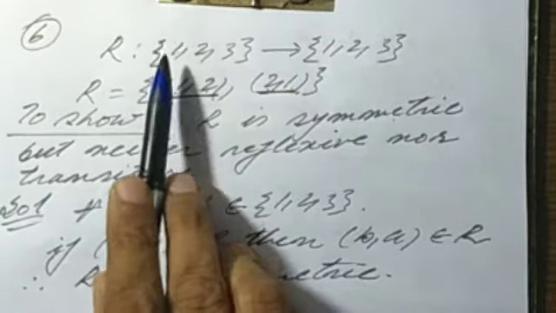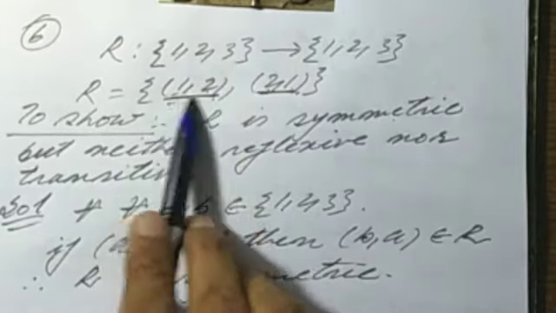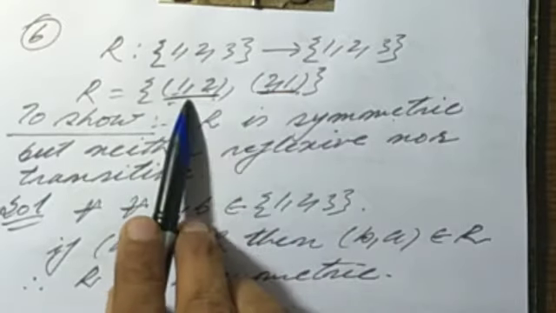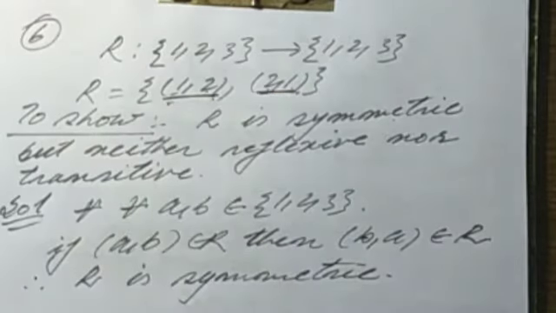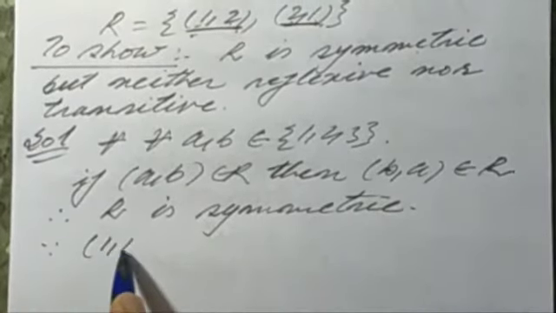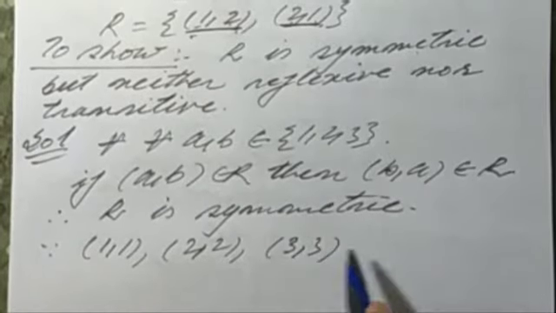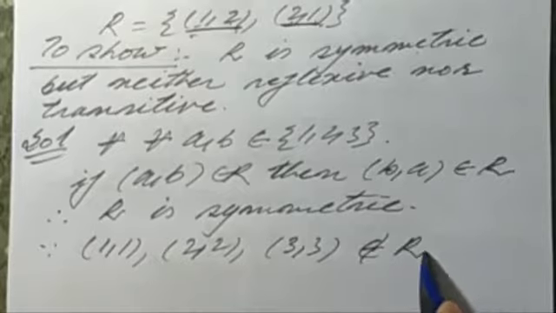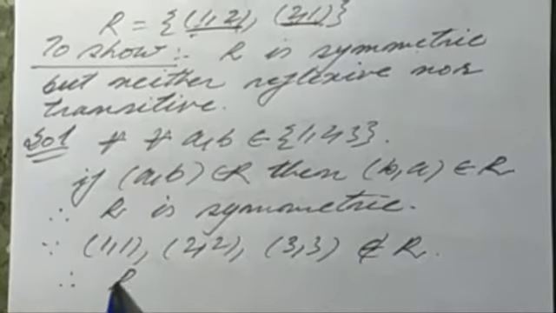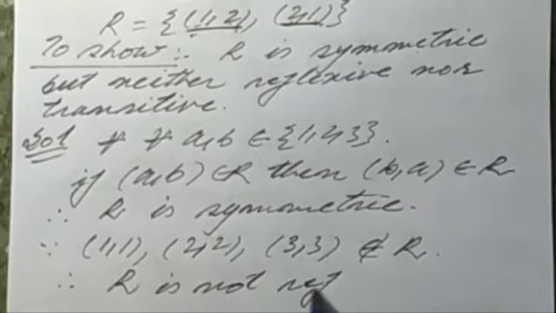But here 1 comma 1, 2 comma 2, 3 comma 3 are not contained by the relation. So these ordered pairs are not there in the relation. We may say that no element of the domain is related to itself, since 1 comma 1, 2 comma 2, 3 comma 3 do not belong to R. So R is not reflexive.